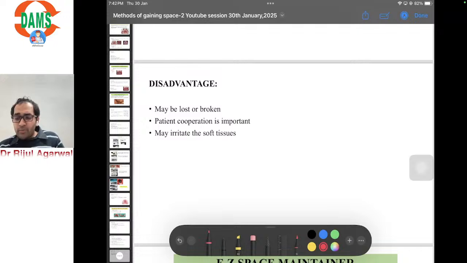Pedo में 1 to 1.5 mm लिखा है. I'll just check it once again. What I have read and what we have studied in orthodontic literature, it's 1 mm. I'll again check with it, okay, and get back to you.